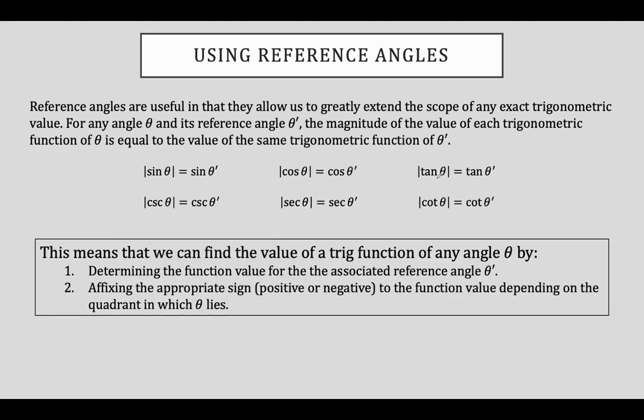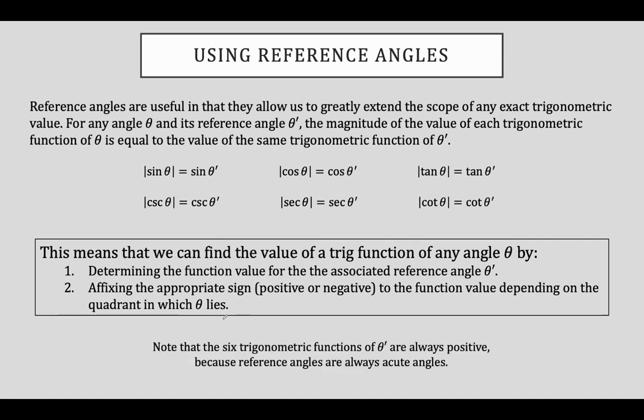So, why does this help us? Well, this means that we can find the value of a trigonometric function of any angle theta by one two-step process. Step 1, determining the function value for the associated reference angle theta prime. In other words, evaluate the trig function of the reference angle. And step 2, affixing the appropriate sign, positive or negative, to the function value that we just found, depending on the quadrant in which theta lies.